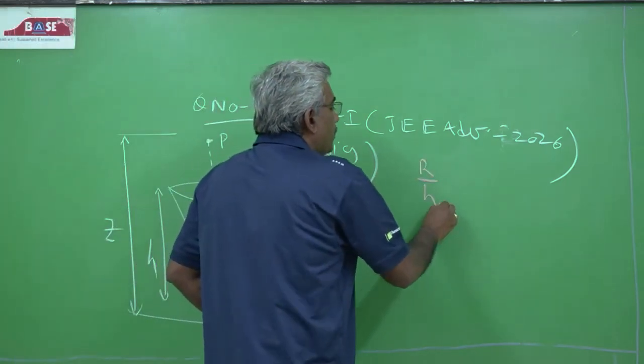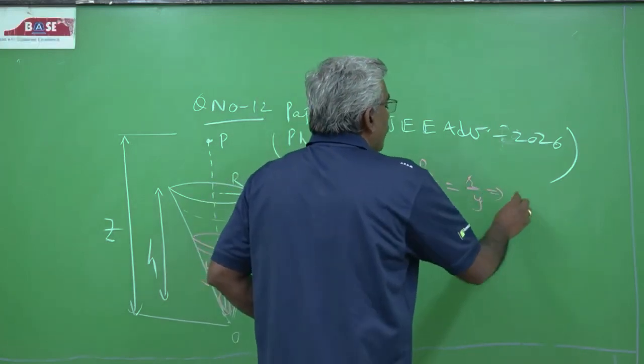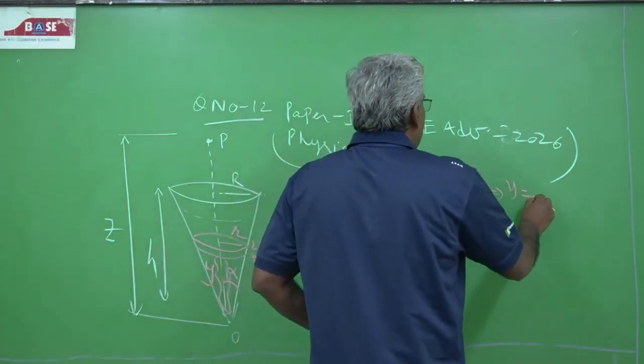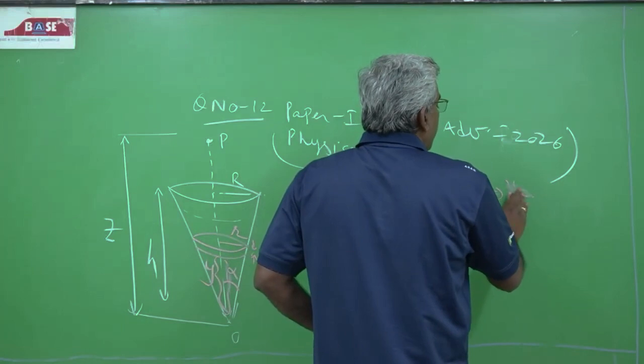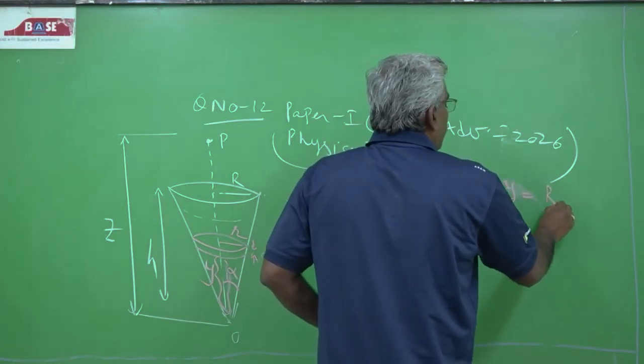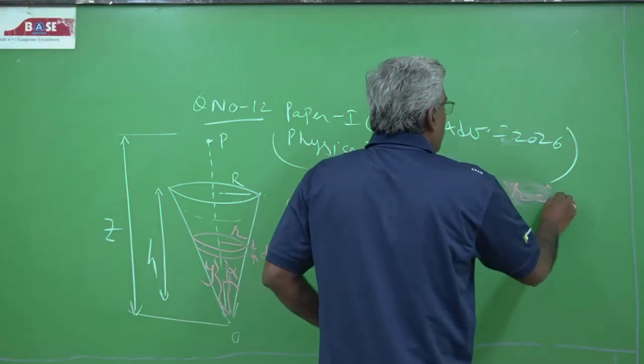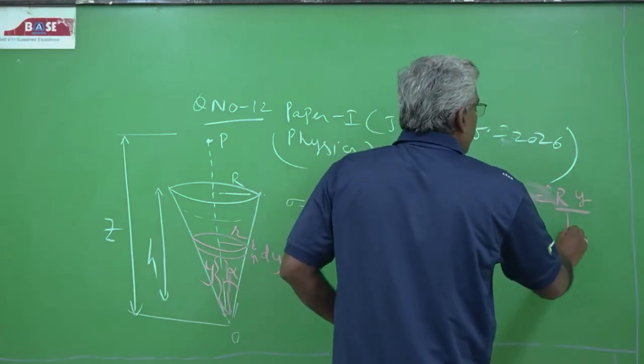Capital R by h is equal to small r by y. So that means y is equal to rho. Or else let us directly replace this: small r is equal to capital R into y by h.